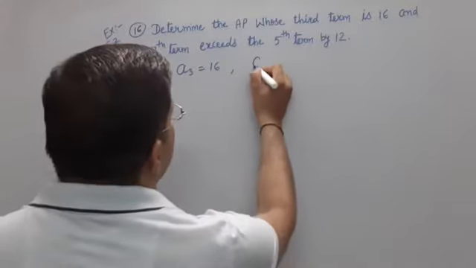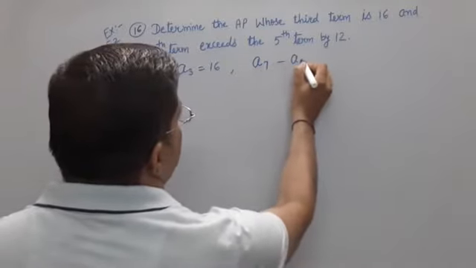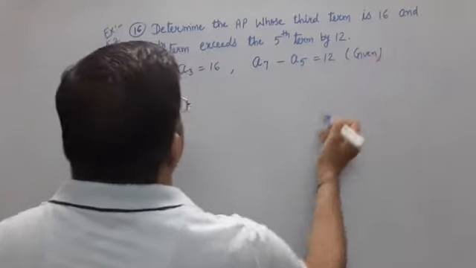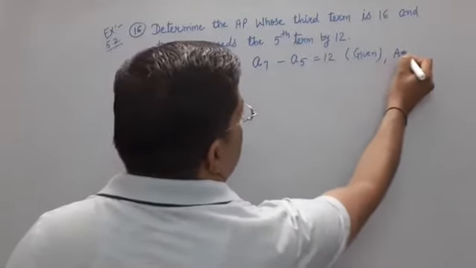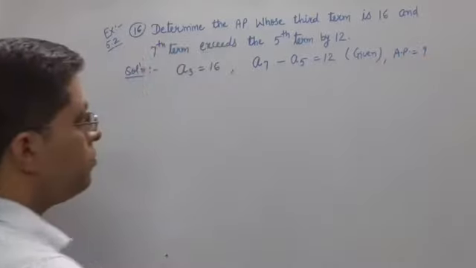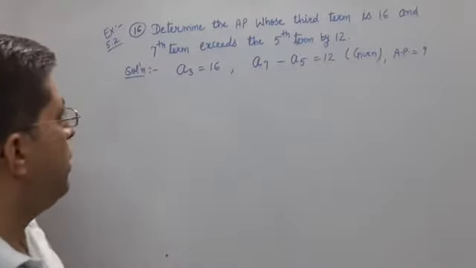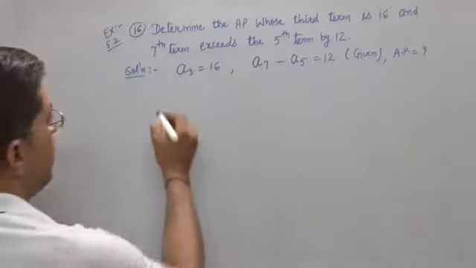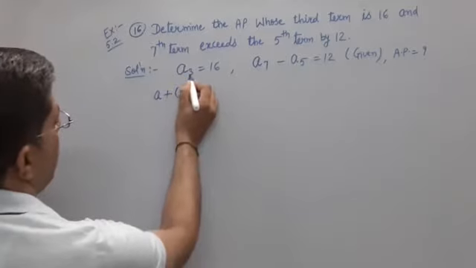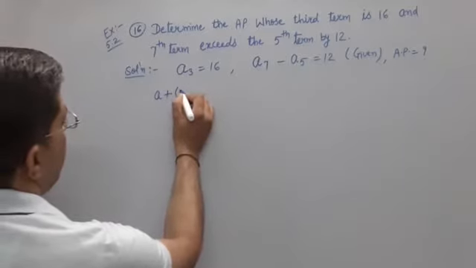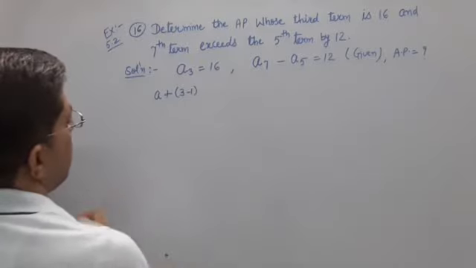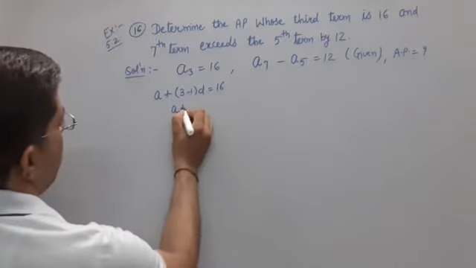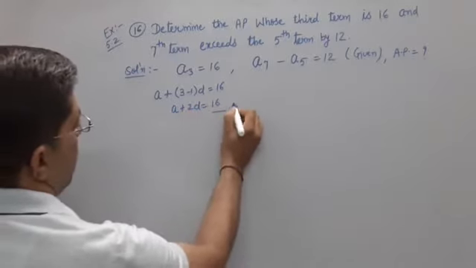It means what can I write? Seventh term A7 minus fifth term A5 is 12. And this is given to you. What you have to find out? You have to find the AP. Now see, A3 means A plus n minus 1 D, I am using. What is n here? 3. So 3 minus 1 is 2. So I am writing A plus 2D is equal to 16. This is equation number 1.